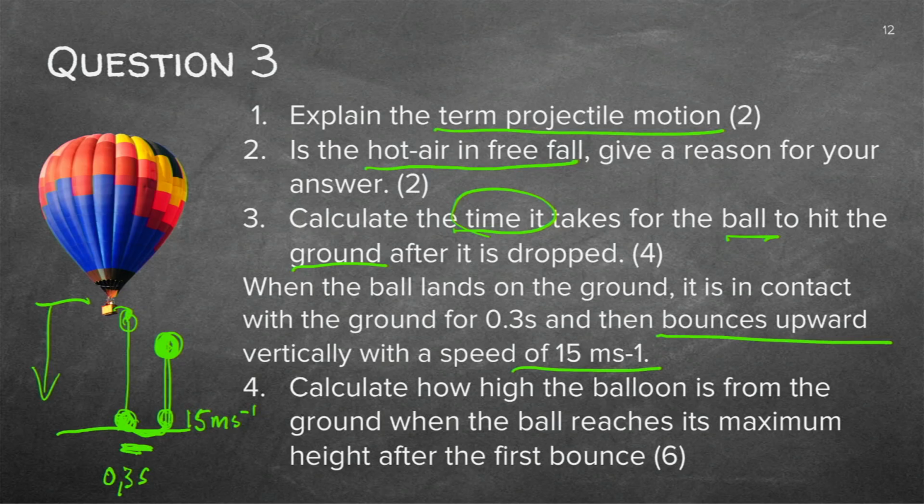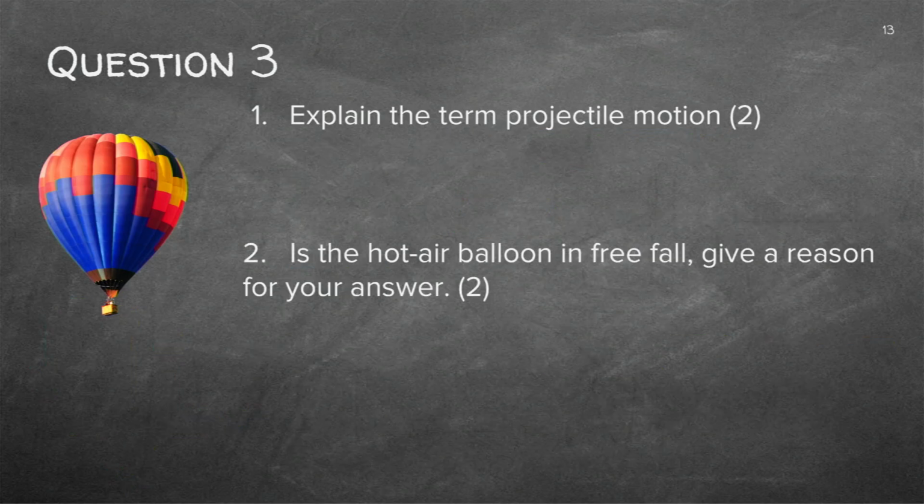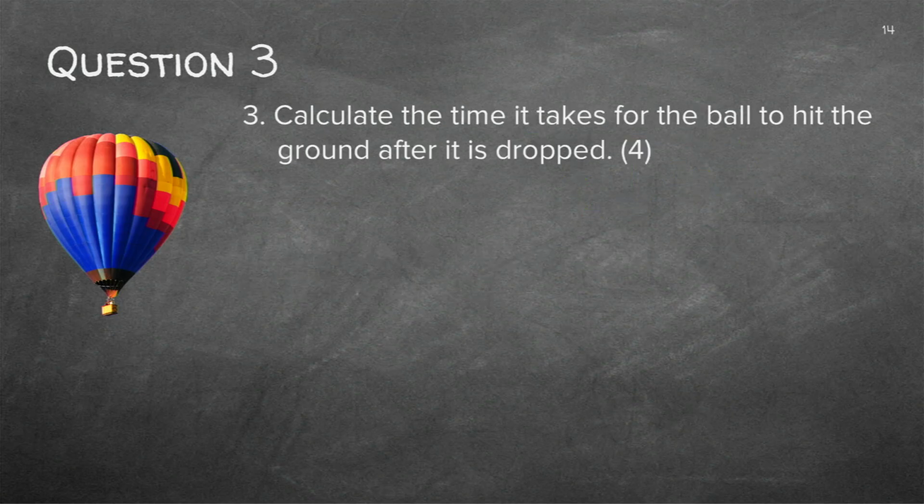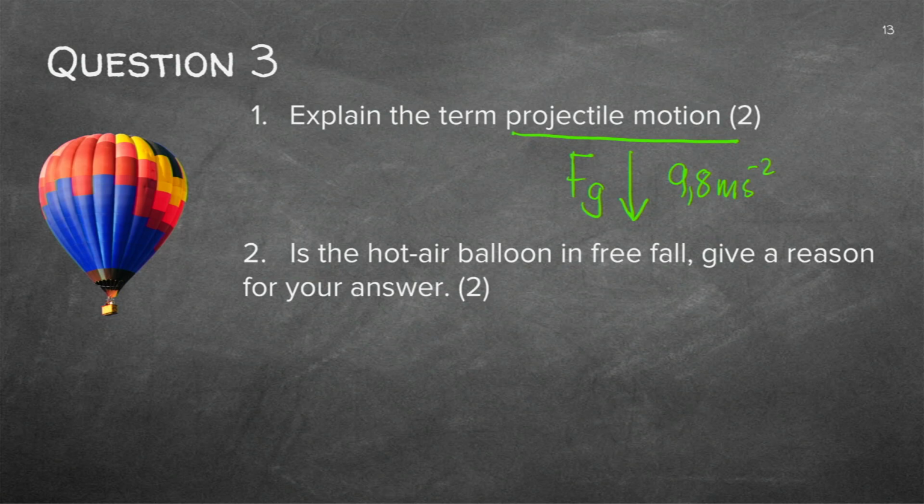The first question, explain the term projectile motion. Projectile motion meaning it's only the force of gravity that's pulling it down. And it is accelerating with 9.8 meter per second square, and it is definitely moving downwards. So remember the term projectile, only the gravitational force.